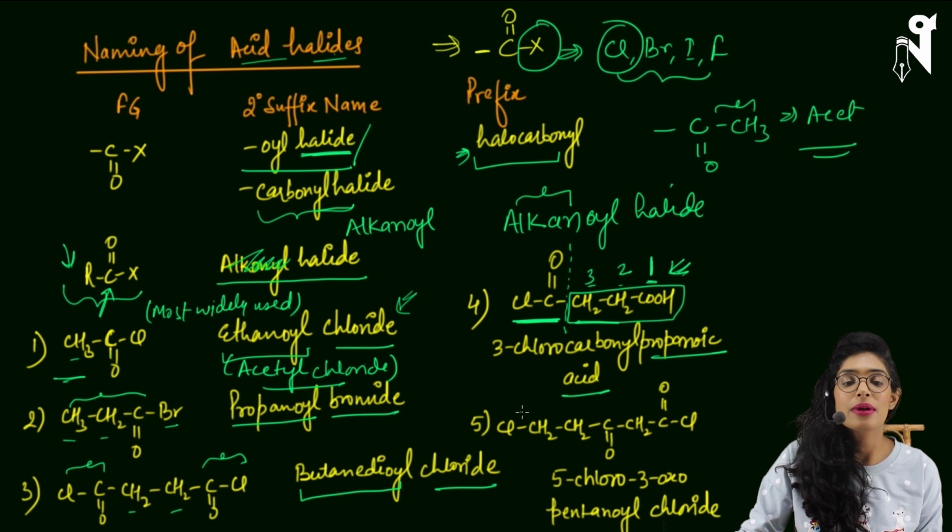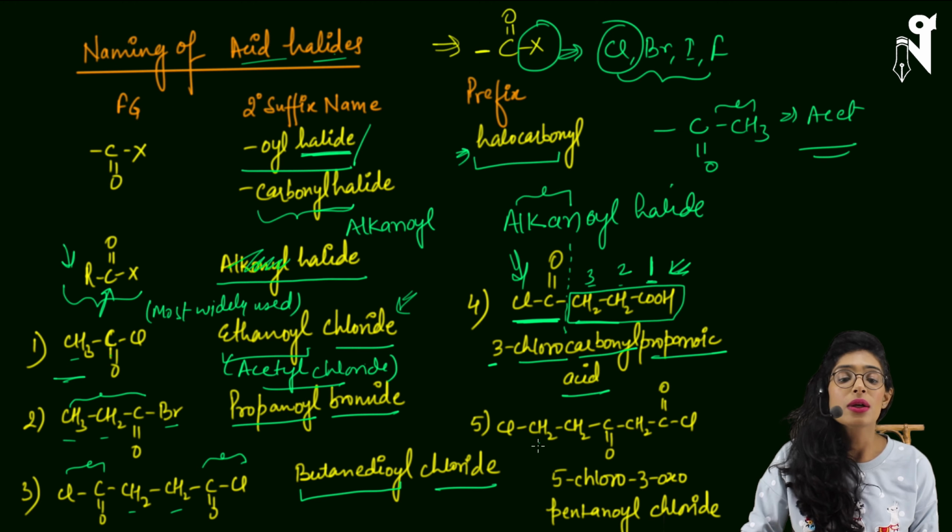And what is the name of such a group in the prefix? It is halocarbonyl. That means it will be chlorocarbonyl. So the name is chlorocarbonyl, and the position is third, so it will be 3-chlorocarbonyl. Okay, look at the next compound.